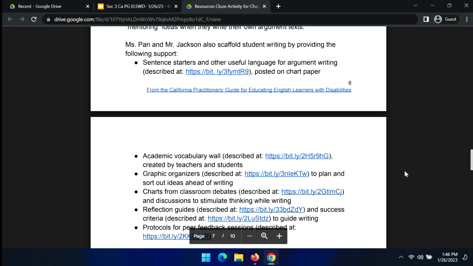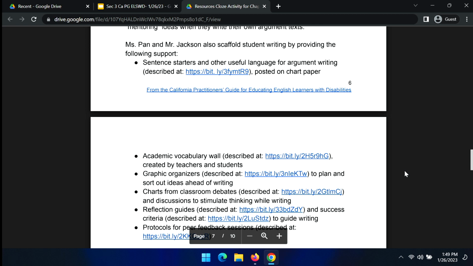Also, you're able to see how Mr. Pan and Mr. Jackson scaffold student writing by providing some supports. Again, if you're like me and you learn by following examples, the student scenario can help you do just that. We're not saying that this is all-encompassing, the panacea of all supports to be provided. However, it's a great starting point in reflecting and selecting what it is that we might do for our students with unique needs.